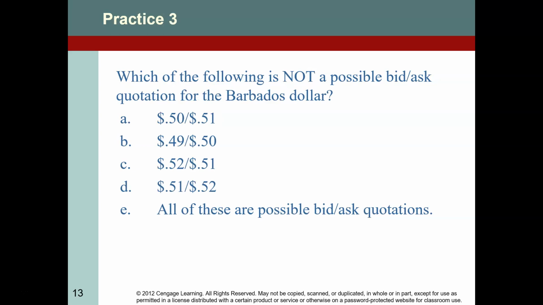Which of the following is not a possible bid-ask quotation for the Barbados dollar? So again, we put bid price before ask price, and bid price is lower than the ask price. So we should choose C here because C is the only option where the bid price is higher than the ask. Always remember the buying bid price should be lower than the ask price.